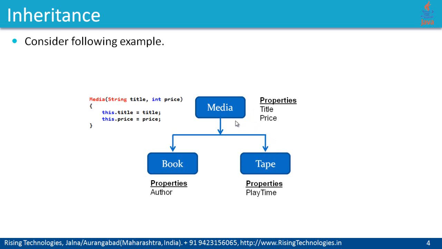So suppose this media class is going to have a constructor, and that constructor may receive two parameters. One is title and another is price, and the value of this title parameter is being initialized to the instance variable of this class. So we can access that variable using this keyword. So this dot title means the instance variable title of this class, and this variable is being assigned the value of this title parameter. Similarly, we can assign this parameter to this price field of this media class.